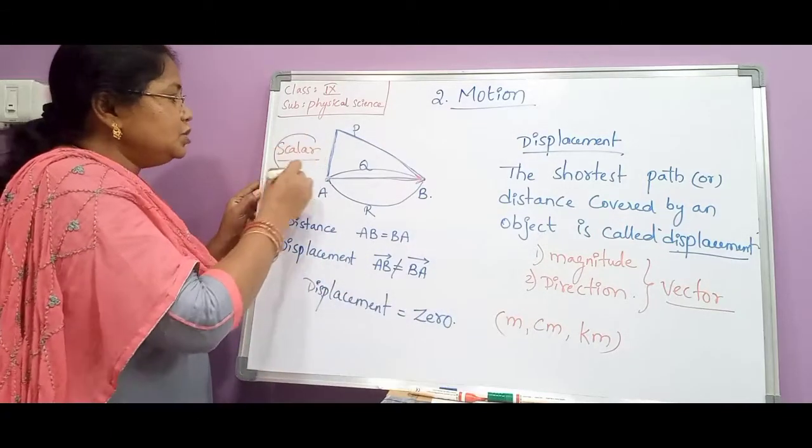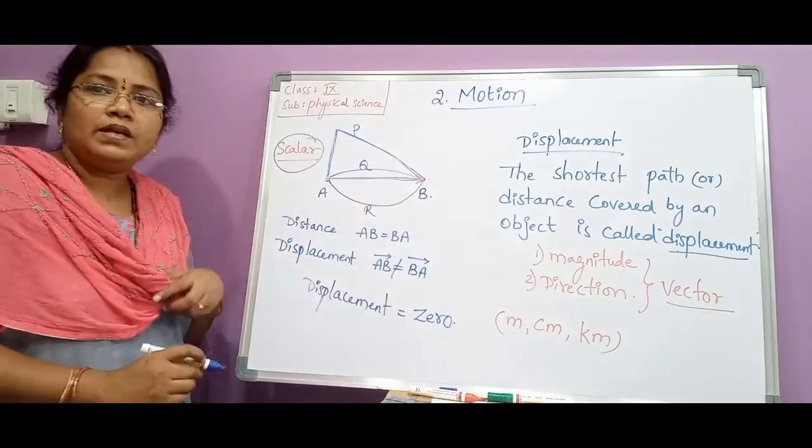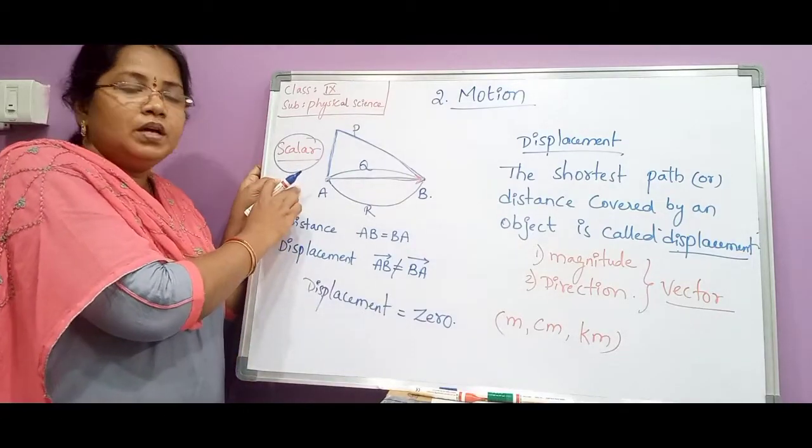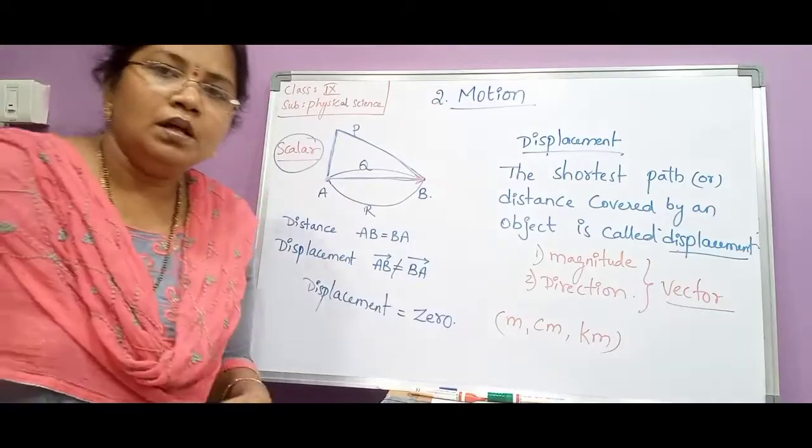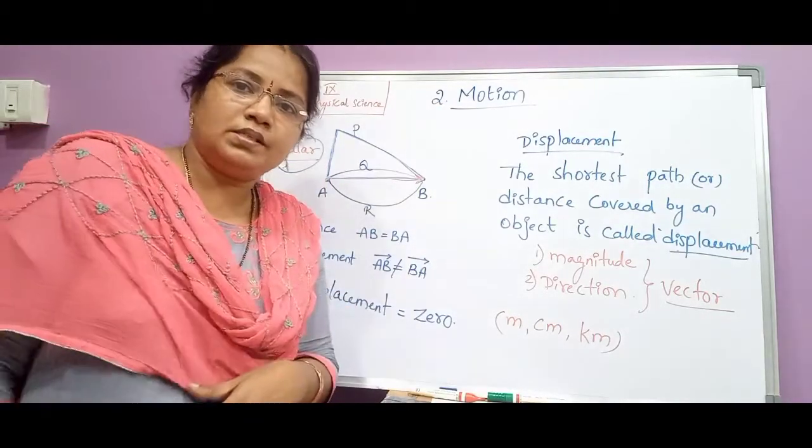And also remember, the most important thing is scalar and vector. Scalar means which has only magnitude. Vector means which has both magnitude and direction. Okay, children, remaining topics will be continued in the next sessions.